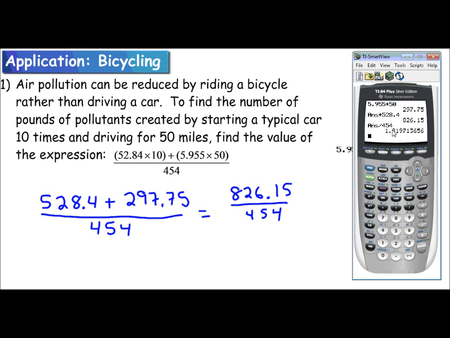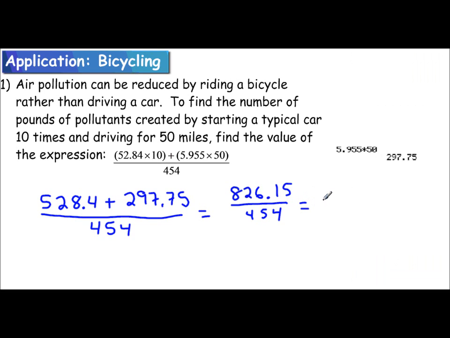Now if I look, 1.8197, let's round to 2 decimal places. So then that will make this value 1.82. And so then that is our answer.